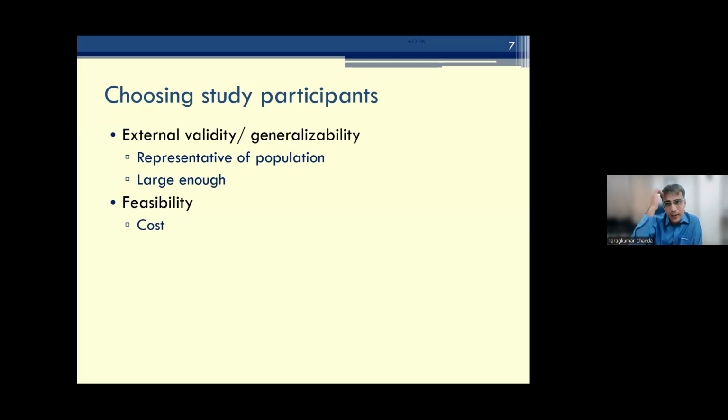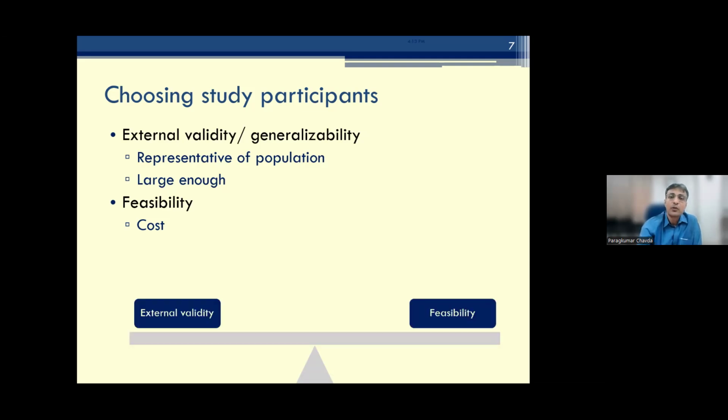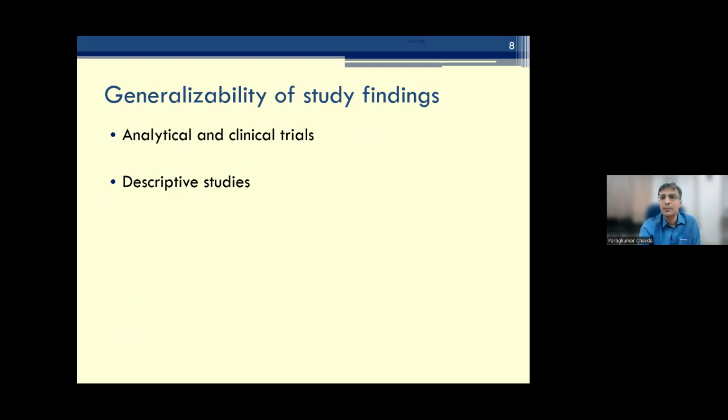Another important aspect we need to keep in mind when determining sample size is that feasibility is as important a criterion as the first one, which is external validity or scientific rigor. It's always a balance between feasibility and external validity. So whatever software we might use for sample size calculation, we should also keep feasibility in mind. We'll take some examples and understand when the feasibility aspect comes into the picture.